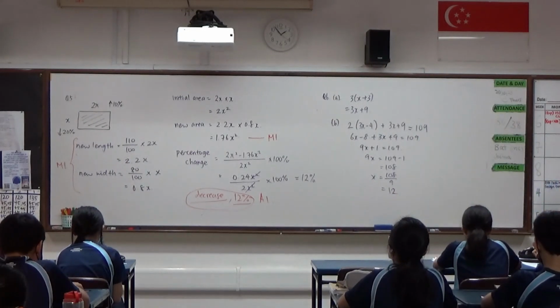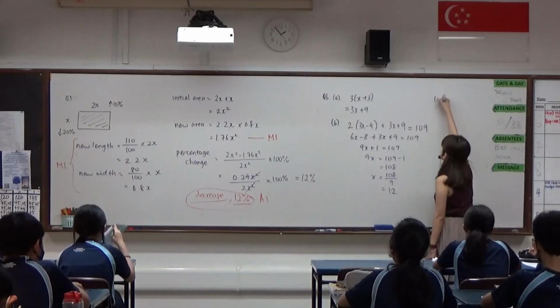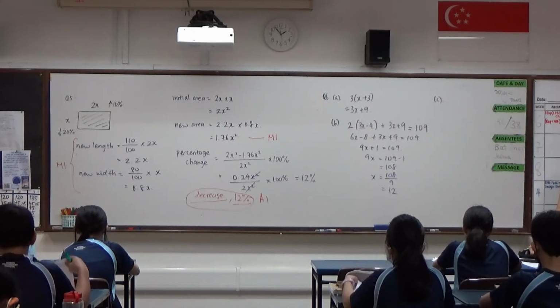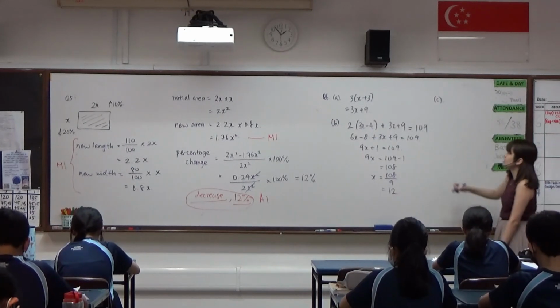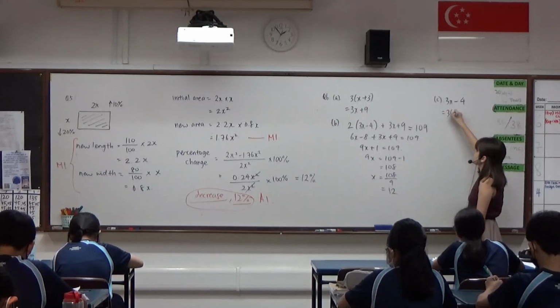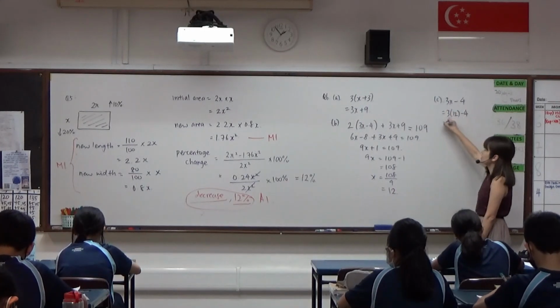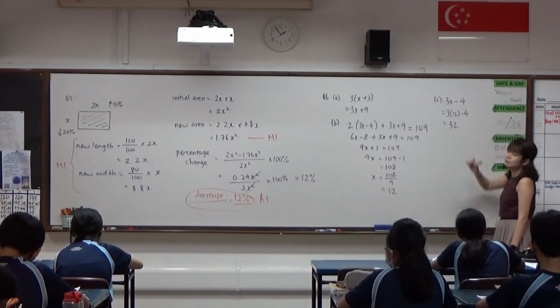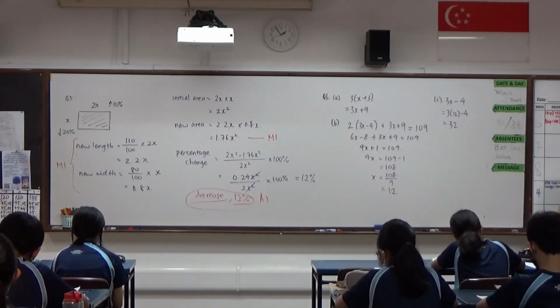And then in part C, we want to find the price of one adult ticket. The price of one adult ticket is actually 3x minus 4 itself, with x being 12. So 36 minus 4, we get 32. So that's the answer for part C.